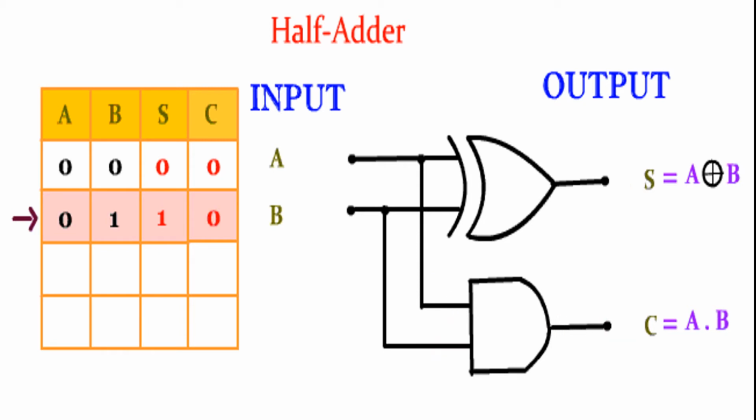Now if we take input as 0 and 0 in place of A and B, it will give output as 0 and 0 as sum and carry respectively. Similarly, if we take 0 and 1 in place of A and B, it will give 1 and 0. For 1 and 0, it will give 1 and 0, and for 1, 1, it will give 0 and 1 in place of sum and carry.